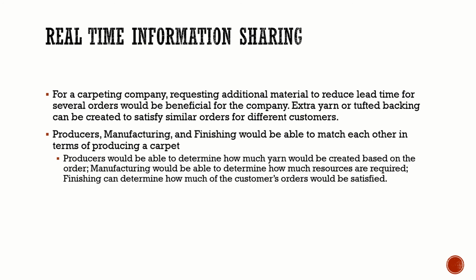Producers, manufacturing, and finishing would be able to match each other in terms of producing a carpet. What that means is producers would be able to determine how much yarn would be created based on the order. Manufacturing would also be able to determine how much resources are required. Finishing can determine how much of the customer's orders would be satisfied.